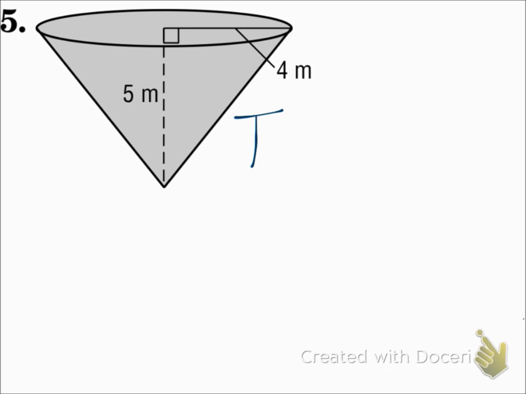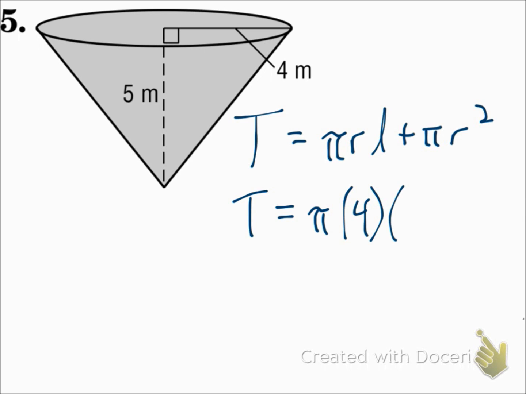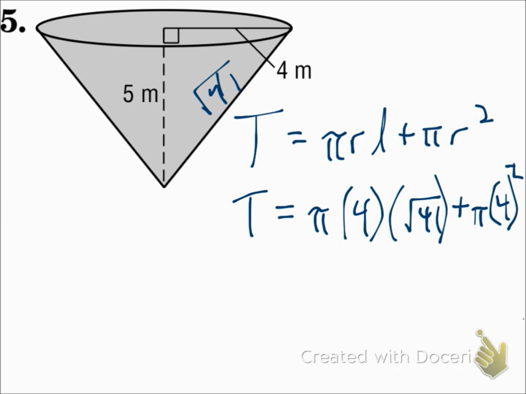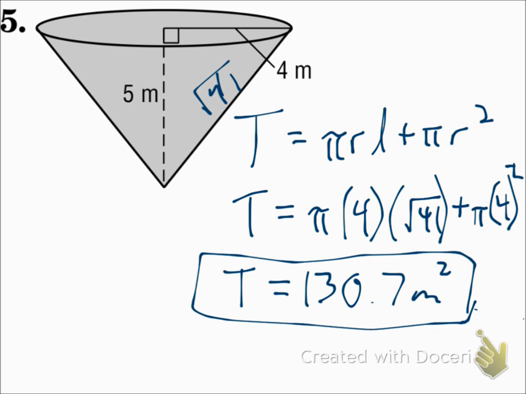For the total surface area of a cone is pi RL plus pi r squared, adding the pi r squared there to get the area of the circle base. Well, the radius is 4. The slant height we found a minute ago, which was the square root of 41, which remember we did the Pythagorean theorem to find it. And then pi r squared, and that gives you 130.7 meters squared. So substitute in the values, use the same numbers that you did for lateral area, and then throw on the area of the base at the end.